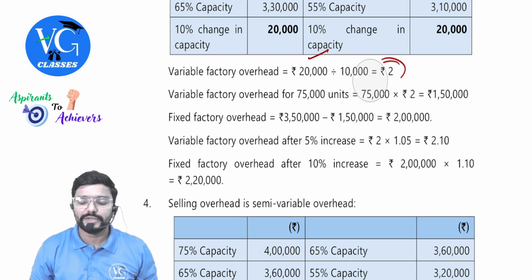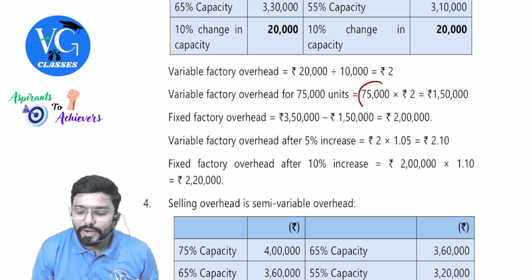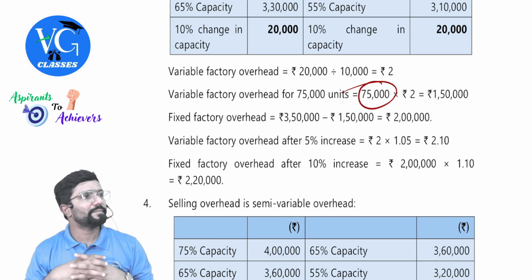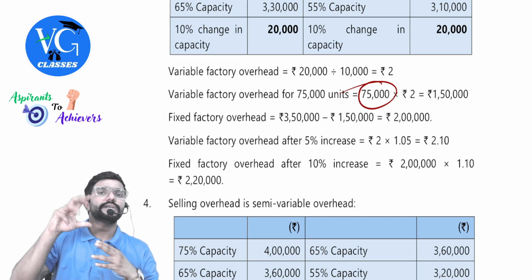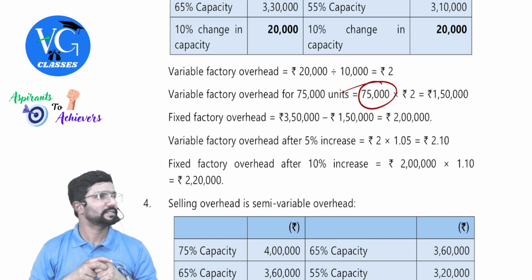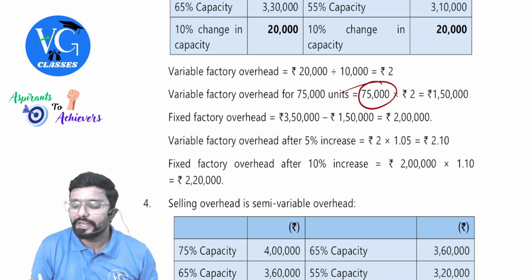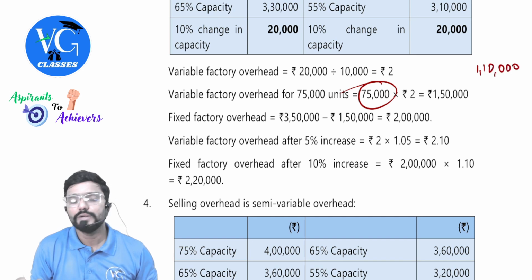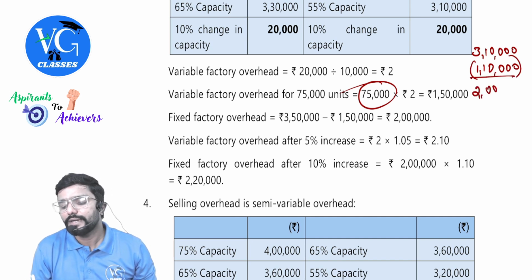Sir, why have they taken 75%? Can I take 65, 55? Anything you do, you will get the same, but the working will change accordingly. If you take 55%, then you have to do 55,000 into 2. Whatever you get is the variable portion; reduce it from the total overhead cost and you will get the fixed portion. Fixed cost will be the same, 2 lakhs. If you want, I can show it also. 55,000 units into 2, how much is my variable portion, guys? 1 lakh 10,000. What is the total overhead cost at 55%? 3 lakh 10,000. This is the total. So from that, if I reduce variable, how much is fixed, guys? 2 lakh. Are you getting the same?